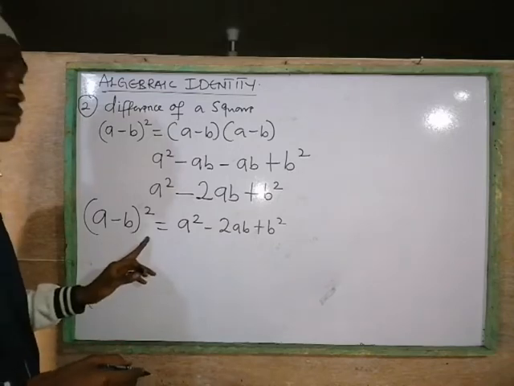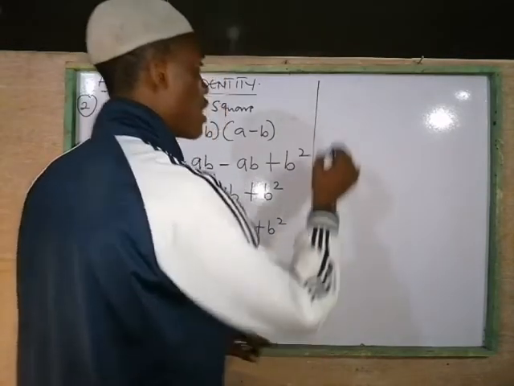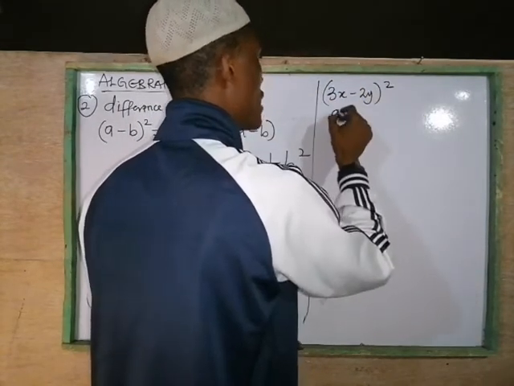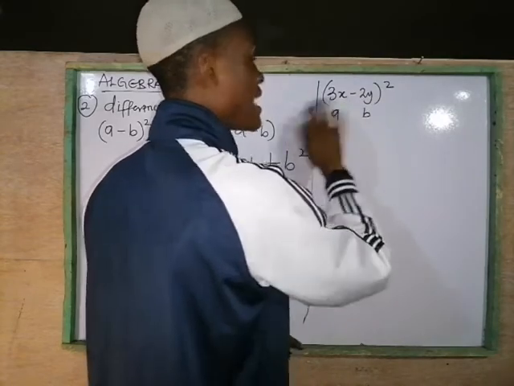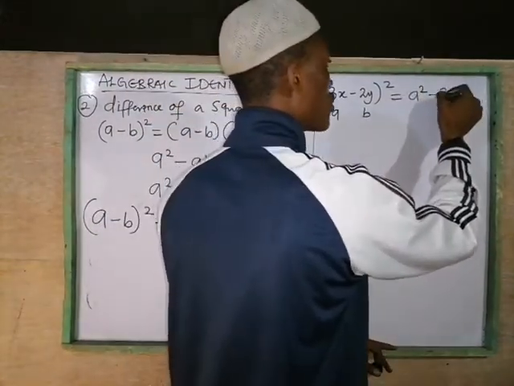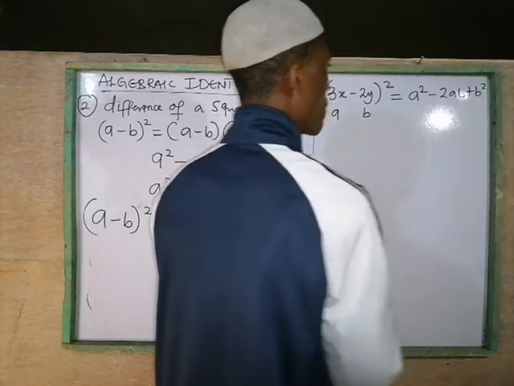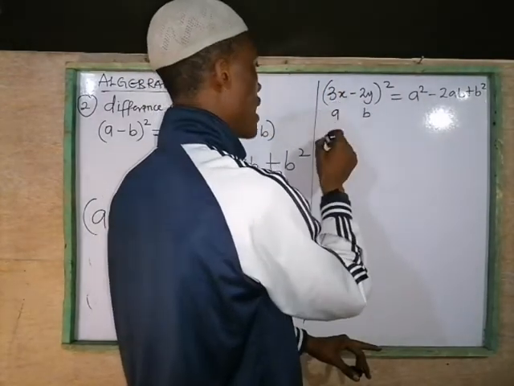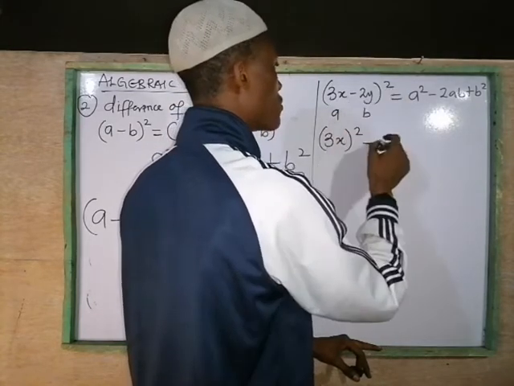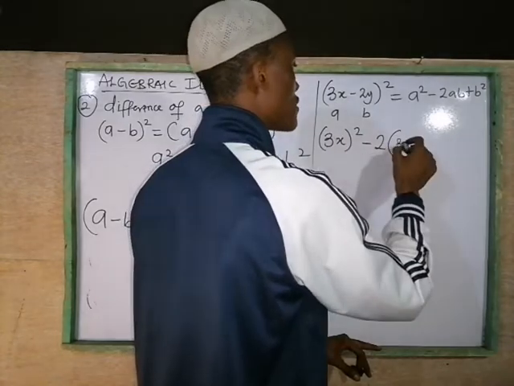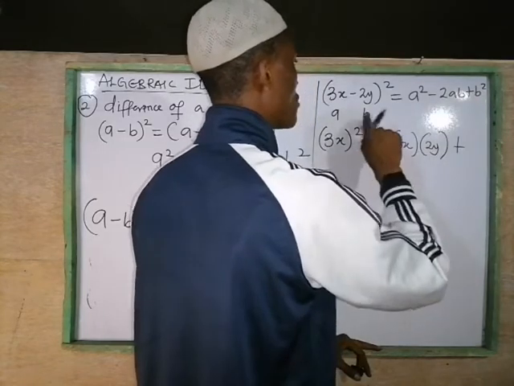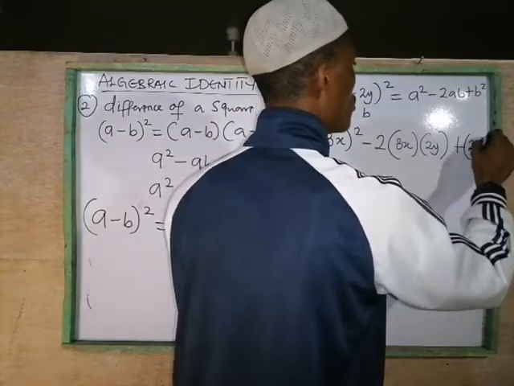Difference of a square. So if I am asked to expand or evaluate this, (3x - 2y) all raised to the power of 2, class, this is going to be my a and this is going to be my b. Do not forget, this identity is difference of a square. It can be expressed as a squared minus 2ab plus b squared. Class, my a is 3x. So I have (3x) all squared minus 2ab, 2 into bracket, my a is 3x, then my b is 2y, plus b squared. My b is (2y) all squared.